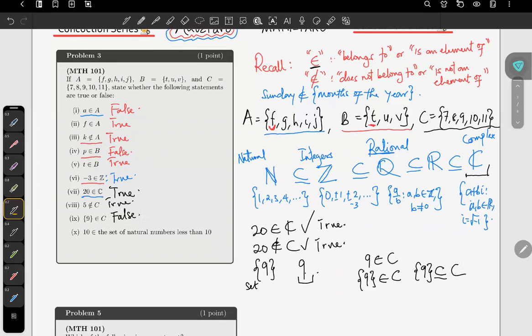Then finally, 10 is an element of the set of the natural numbers less than 10. Of course, that is false. Although 10 is an element of the set of natural numbers, because of the condition numbers less than 10, it is not true that 10 is less than 10. That is false.